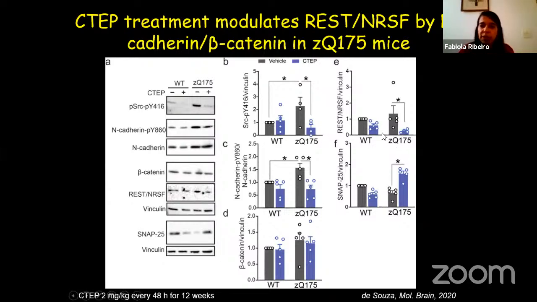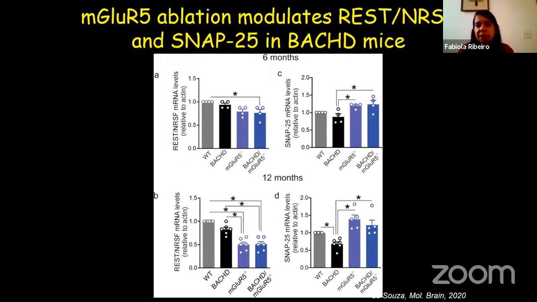And in terms of REST, when we blocked mGluR5 with CTEP in Q175 mice, we observed a decrease in REST expression, which was followed by an increase in SNAP-25 expression. So this data show that it seems that indeed mGluR5 is important to modulate REST in vivo. And it was interesting that we observed a more striking change in Q175 mice than in wild-type mice.